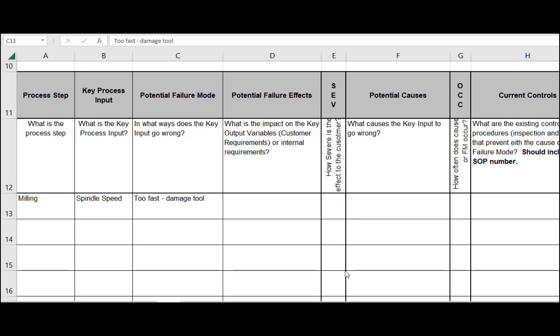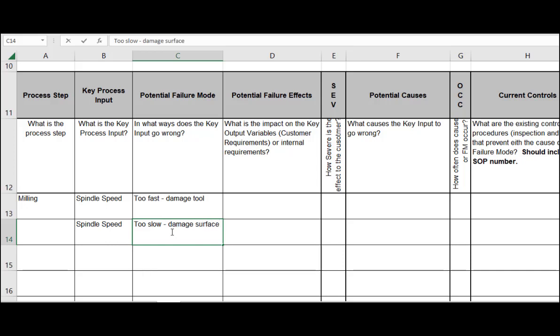Then for the spindle speed also, it might be too slow. So what happens if the spindle speed is too slow? Maybe it will damage the surface.